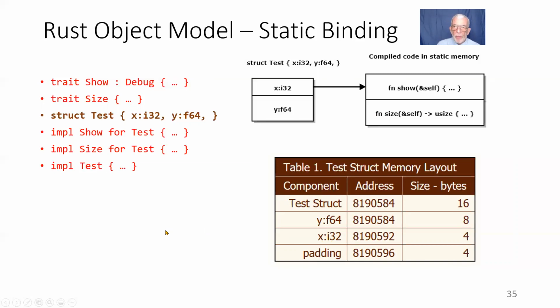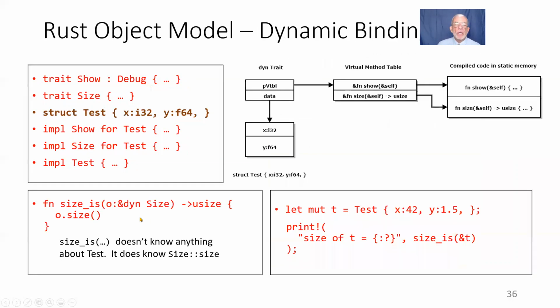The compiler is allowed to pad, provide some extra unused space. It's in this contiguous block, but it's all in this block. But anyway, that's static binding. Now things get interesting when we start thinking about dynamic binding.